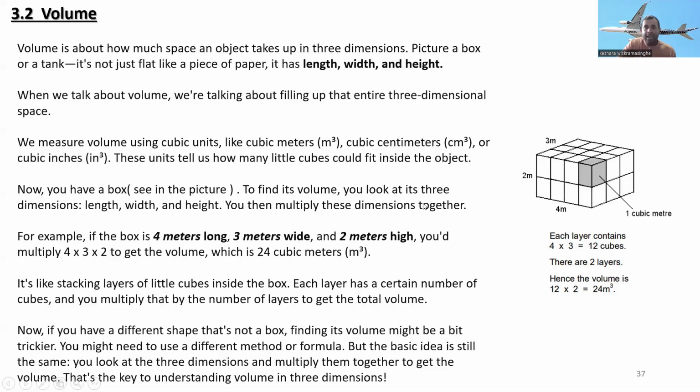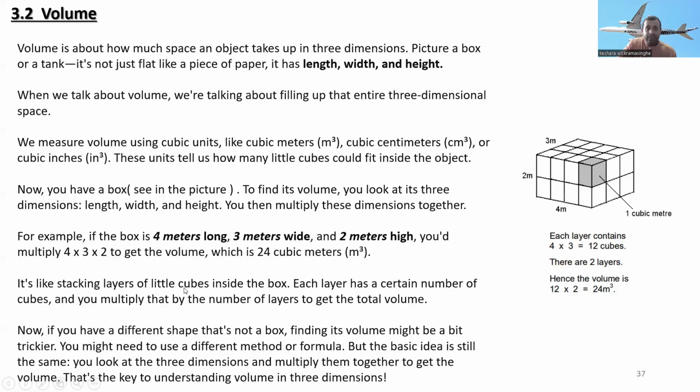To find the volume, you look at the three dimensions. You can see the three dimensions here, right? Length, width, and height. You can multiply these dimensions together to get the volume. So for example, if the box is 4 meters long and 3 meters wide and 2 meters high, you multiply 4 into 3 into 2 to get the volume, which is 24 cubic meters.